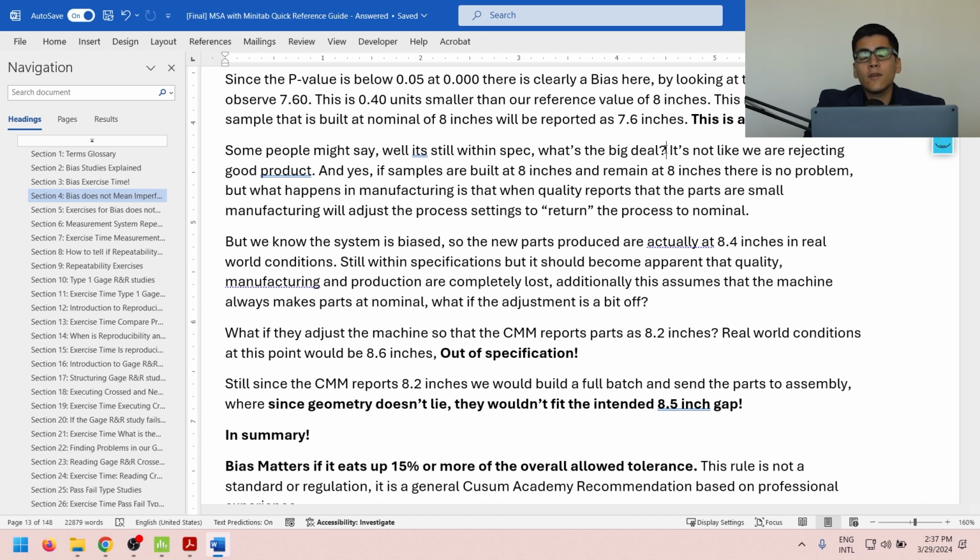At this point, I would actually ask my team, hey, please adjust the machine to make bigger parts because they're too close to the lower spec. So manufacturing is going to go and adjust the machine, right? And during machine adjustment, let's say they can't get it exactly at nominal. So they were currently at 8 inches real world condition. They adjust machine parameters to make parts bigger. And during their adjustment, they reach real world conditions of 8.6.